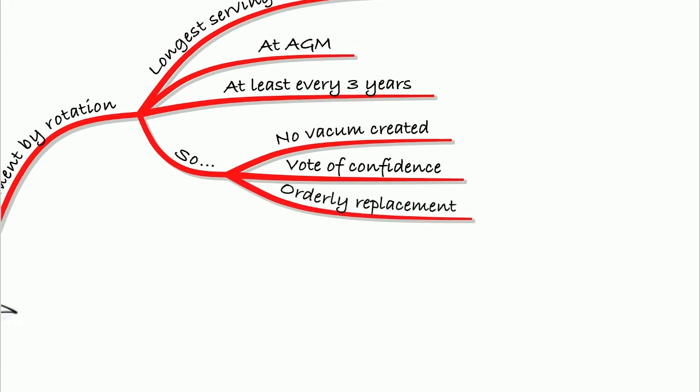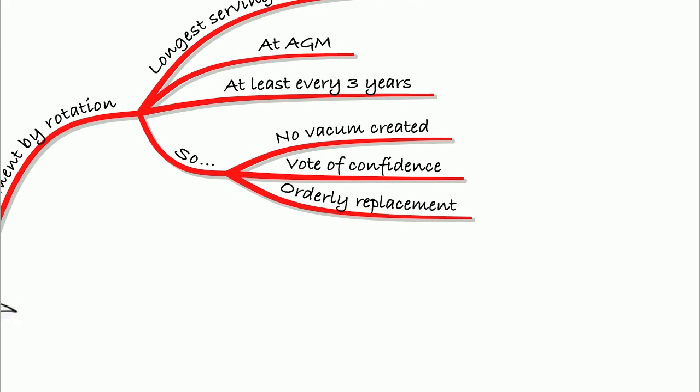On the other side of that, we get an orderly replacement. If the shareholders aren't happy with the director's performance, they know that they're going to retire in the near future anyway. If they don't feel that they've done a good job, then the shareholders don't need to vote them back in again. So we get an orderly replacement of the directors in that way. So retirement by rotation is the most common way that directors will be replaced.